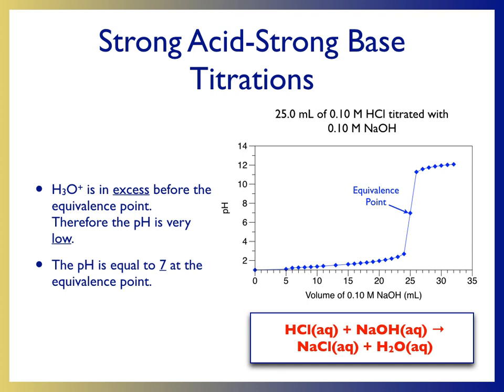When we choose our indicator, we want something that will change color right around the equivalence point. There are two very nice indicators for this purpose. The first is bromocresol green, which changes color from yellow to blue right between a pH of 4 and 6. This could be useful in figuring out the endpoint of the titration, since you'll stop right before reaching the equivalence point.